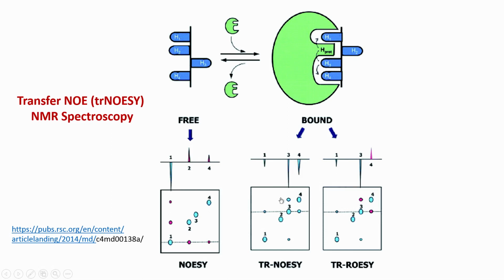So, 1 to 3 is also showing a small cross peak, but this proton has gone on the other side, and therefore there is no cross peak between 2 and 3 or 1 and 2. 1 and 2 have become far away. So, you can see between 1 and 2 there is no cross peak, which was there earlier here.